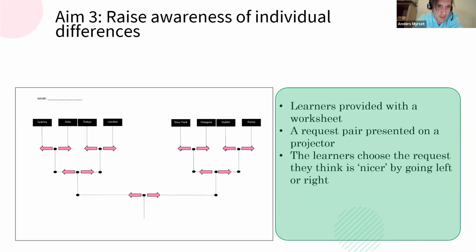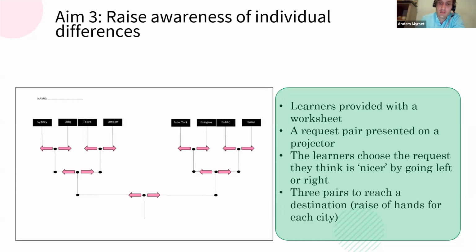If you can't read, it's just names of cities at the top. And then after the activity, once they'd reached the destination, we would do a raise of hands for each city. So then we had a visual representation of who ended up in Sydney, Oslo, etc. And for each, I would read out the choices that they had made to get there. What was interesting was that in both classes, there were learners that ended up in each and every city. So there was a variety of choices that were made.